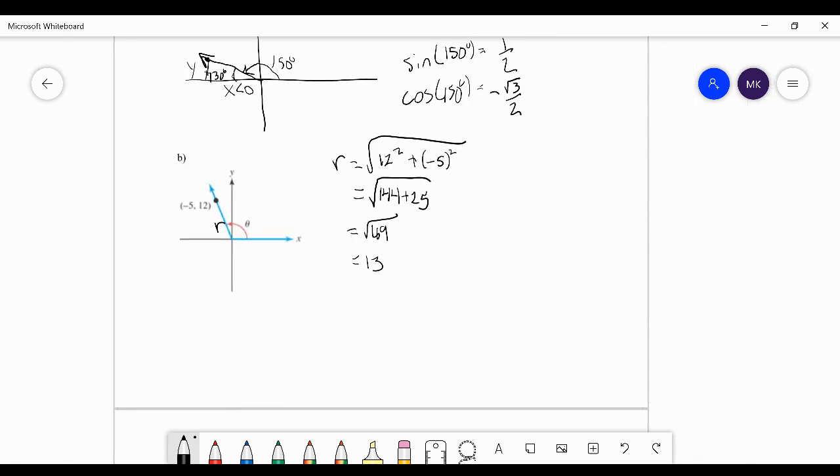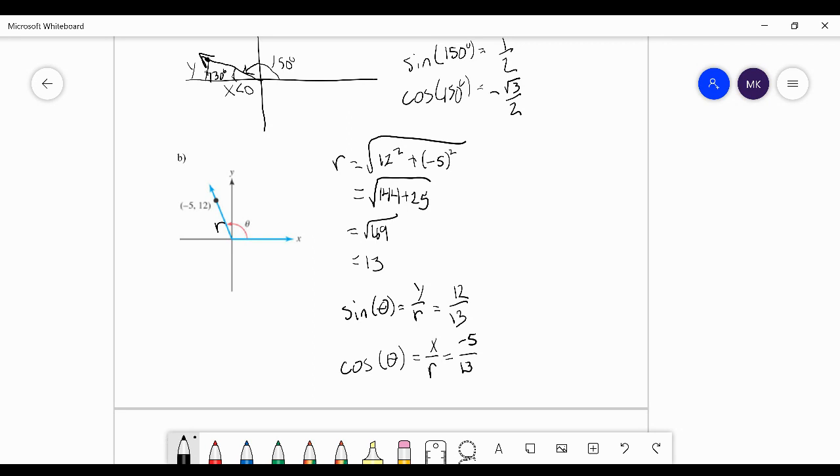I gave you good numbers. So to find sine of theta, that is just y over r. Our y value here is 12, our r value is 13. To find cosine of theta, that's just x over r. Our x here is negative 5, and our r value is 13. Pretty nice and simple.